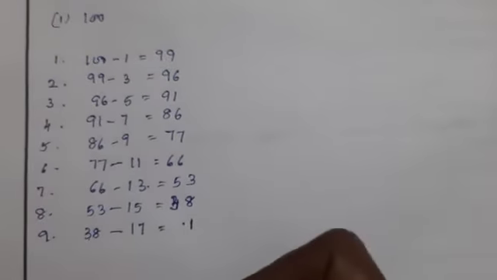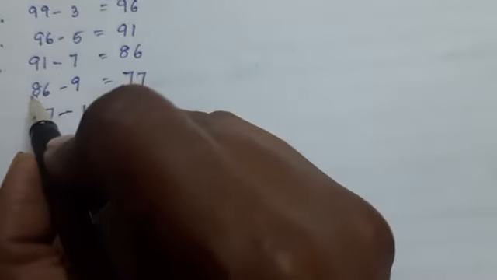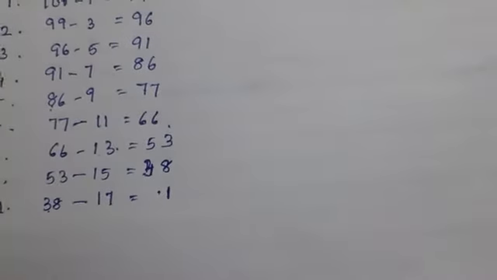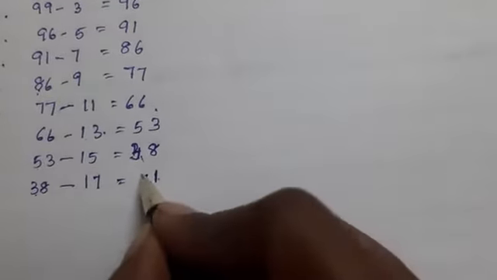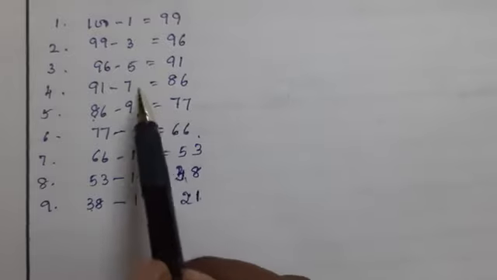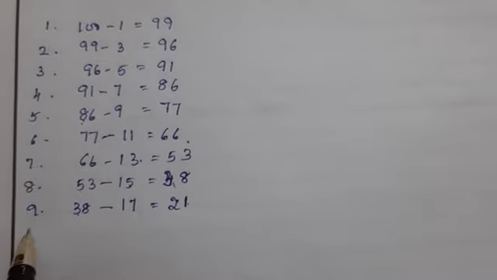Somewhere I might have gone wrong. Here it is 67, no, 7 only. 66, 53, 38 minus 17, 21. 1, 3, 5, 7, 9, 11, 13, 15, 17. Should be 10. Somewhere I might have gone wrong.